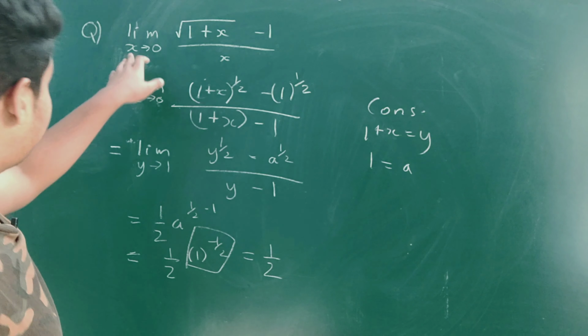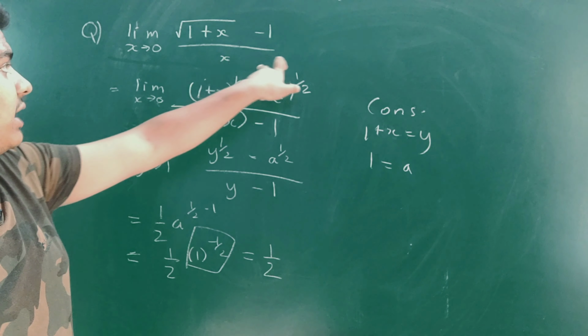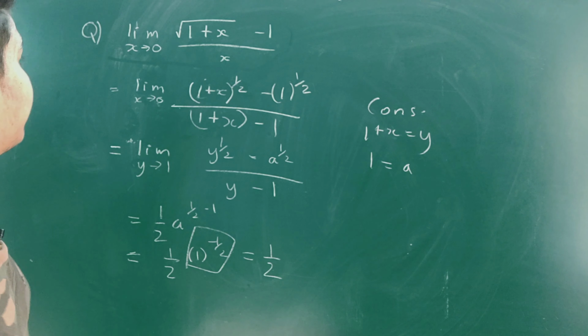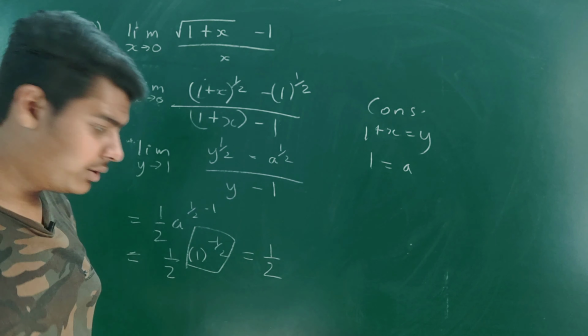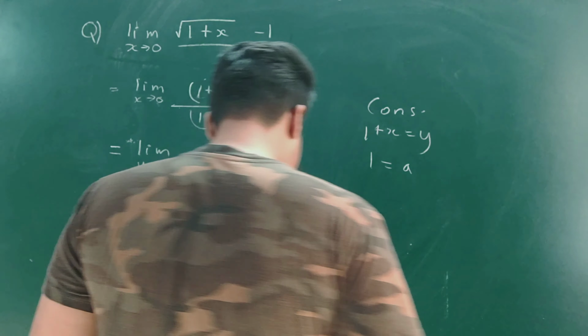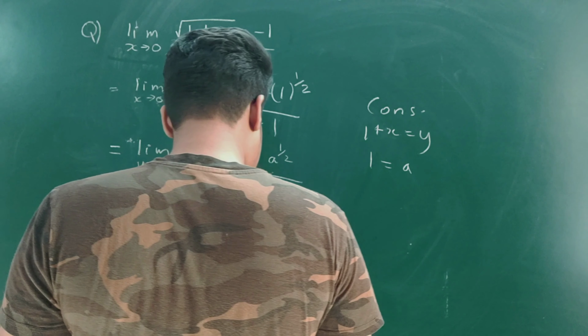Which means if this expression is derived with the limit given that x is tending to 0, then the answer will be 1 by 2. Now, moving on to the next question.